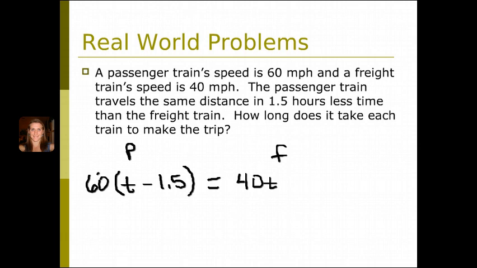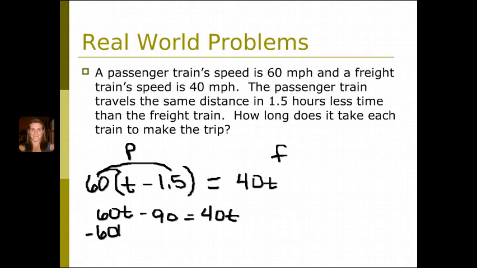So let's distribute. 60t minus 90 equals 40t. Now I cannot subtract 40t because that would give me a 0 on that side of the equal sign, which is not possible. So unfortunately, we're going to have to deal with the negative number and subtract 60t.